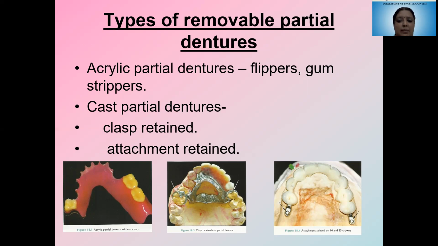There is another type of removable partial denture. Look at the third picture. Crowns have been placed on all the remaining teeth, and there is an attachment placed at the end to which the removable prosthesis can be clipped on. It is some sort of a semi-fixed prosthesis. It can be removed by the patient and clipped back on by the patient, but there is more retention because these attachments are involved. It has definitely more retention than a normal cast partial denture.